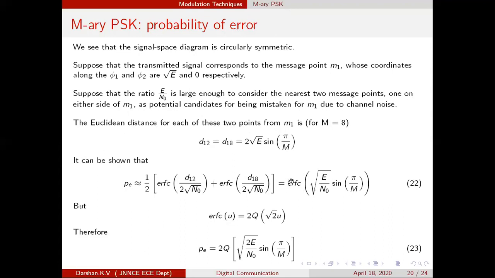On simplification, you have the formula as error function complement of root of E by N naught into sine pi by M. So this is the formula. Remember, the only thing you need to understand is why this plus sign has been introduced in this formula. There is no derivation. In the exam, you are supposed to write this statement only.